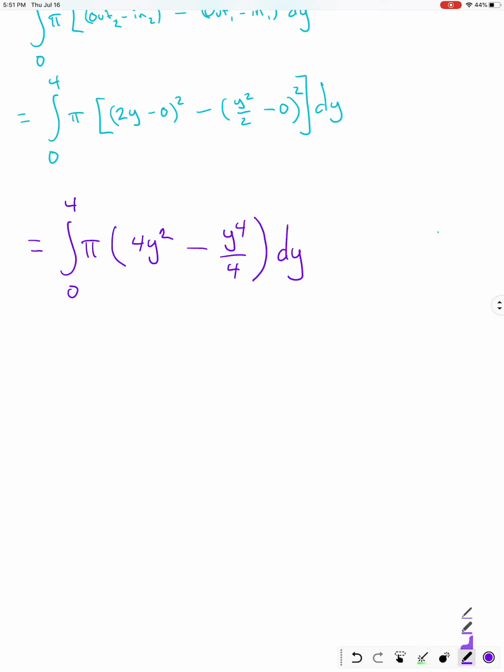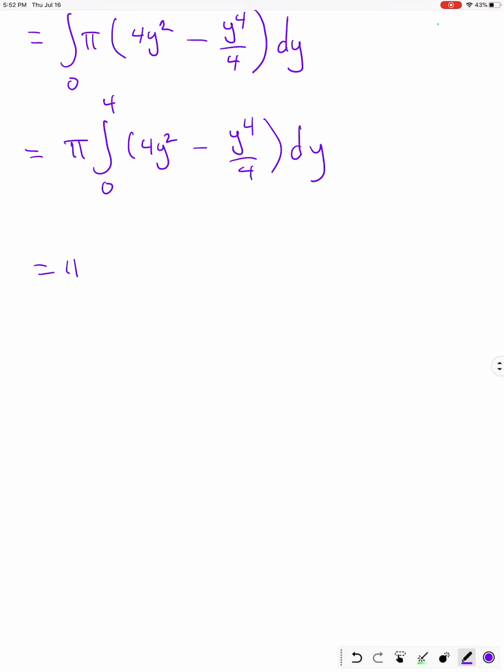Okay, so now all I'm going to do in the next step is move the pi constant to the outside. So pi times the integral from 0 to 4. I just took this and moved it to the outside. And then I have 4y squared minus y to the 4th divided by 4 dy.